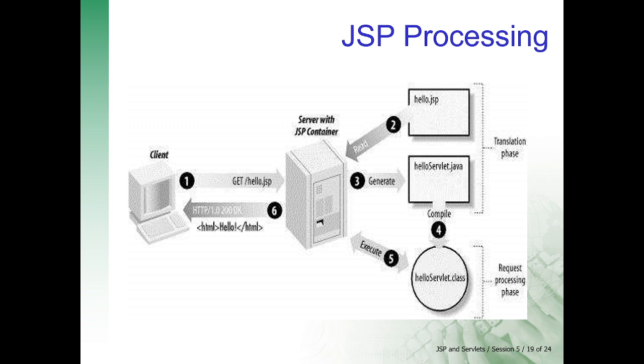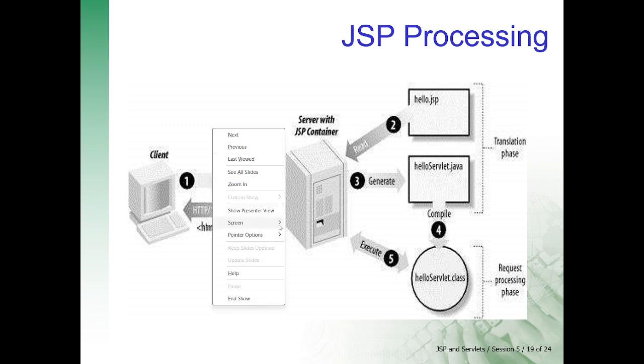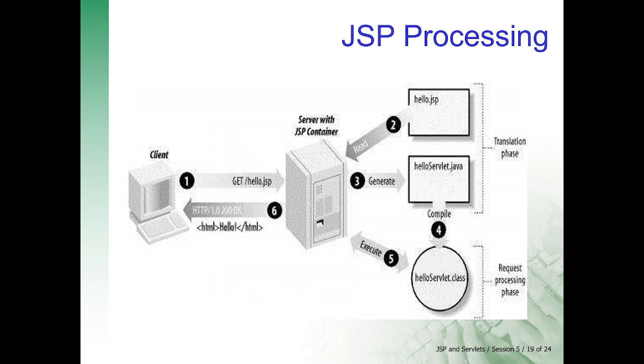So this diagram tells you that. Just look here. The client is making a request for hello.jsp. Next, the server with the JSP container reads that. Third, hello.jsp is converted into a servlet internally, and it is compiled to a Java class file. Then it is executed, and we send an HTTP response.